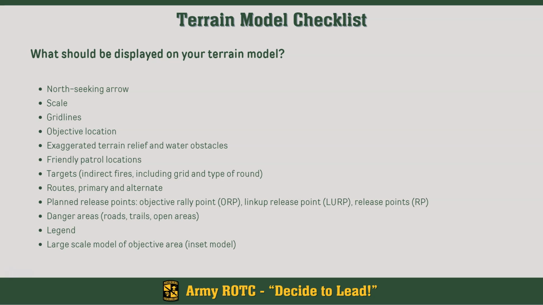Now, planned release points include your ORP, or your objective rally point, your link up release points, and any other release points. Those should also be marked on your terrain model somewhere. Any danger areas, which we call linear danger areas or LDAs, include roads, trails, and maybe some big open areas that are considered a danger area. Those should be marked as well. And when it's briefed, it should include the plan of how to cross those danger areas.